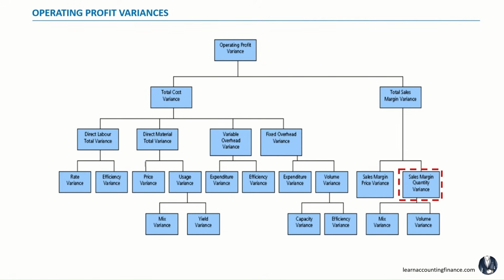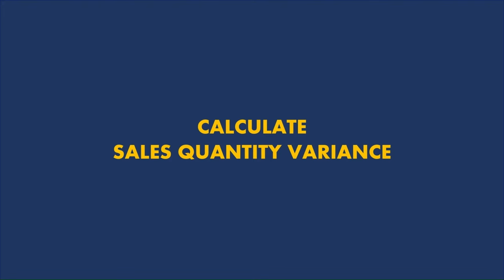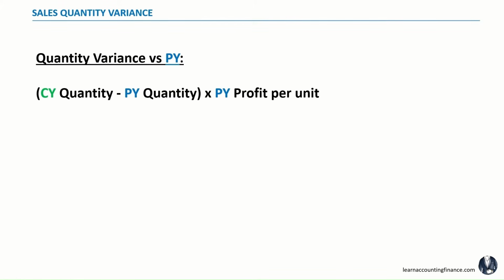And the next variance we will calculate is the sales margin quantity variance, which of course is further subdivided into volume and mix. I like these names. It makes sense. When we look at the calculations, I believe you will agree with me that it makes more sense to call the total variance of the change in quantity the quantity variance, and then further subdivide it into volume and mix variance. So let's start with the main variance, that is the sales quantity variance. Sales quantity variance is calculated as the difference of current year quantity and prior year quantity multiplied by prior year profit per unit. This point is important.